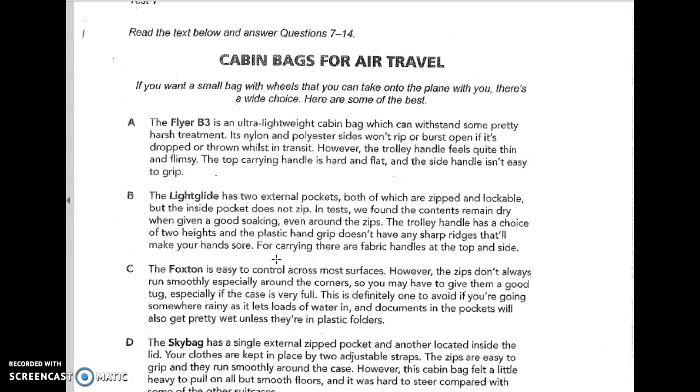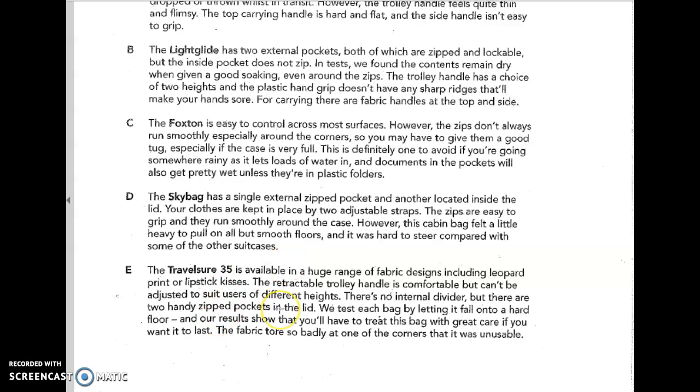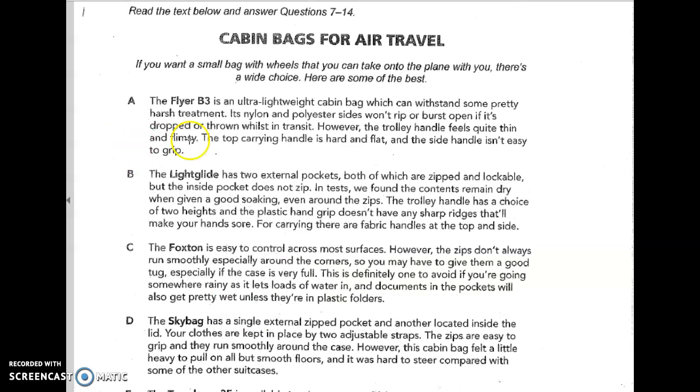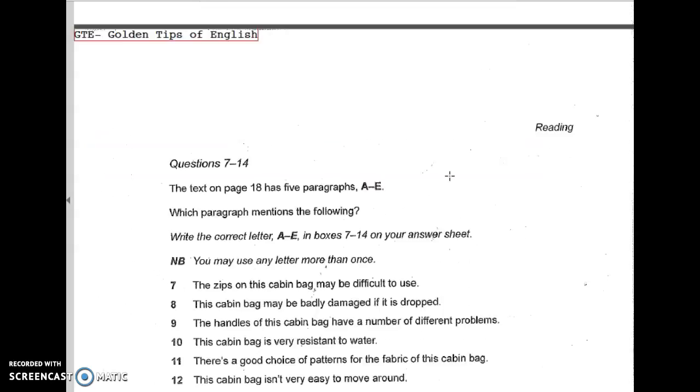Now, cabin bags for air travel. If you want a small bag with wheels that you can take onto the plane with you, there's a wide choice. Here are some of the bags. They really cannot find anything more exciting than that. So, here we go. We have 5 different paragraphs. What's going on here? Flyer B3, cabin bag. So anyway, that is really exciting.